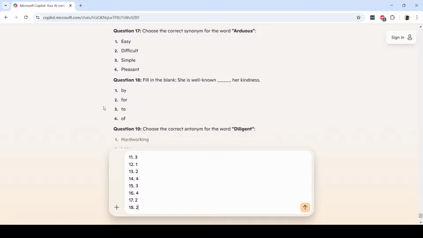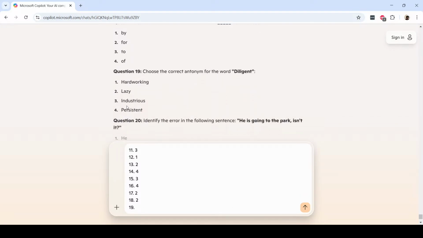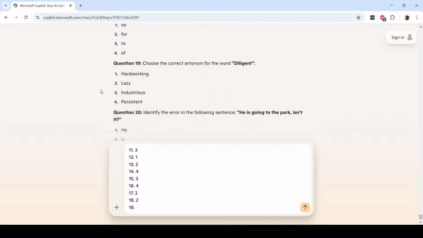It was not a complete sentence, and also that's for only. Choose the correct antonym for the word diligent. Diligent means something like truly doing something. So industrious, persistent, hardworking, lazy. So lazy.